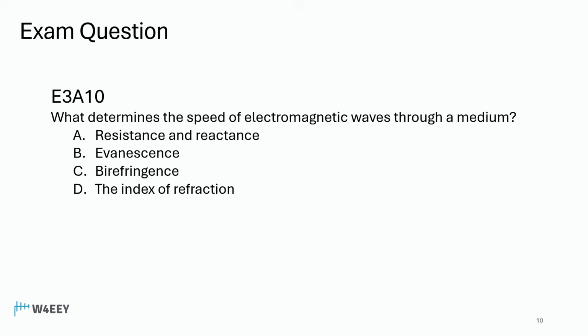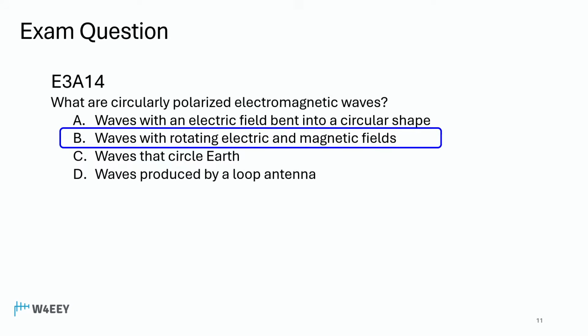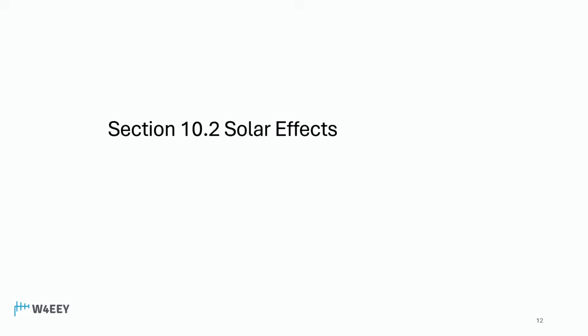What determines the speed of an electromagnetic wave through a medium? Delta. Index of refraction. A denser medium will cause the wave to slow down. What are circularly polarized electromagnetic waves? Bravo. See, I'm giving you easy ones so far, so hang in there. Waves with rotating electric and magnetic fields, correct. Yay for easy.